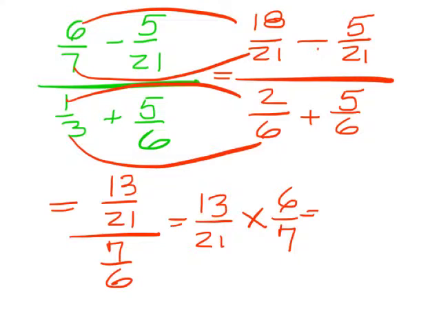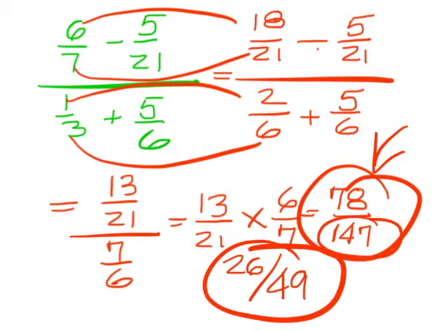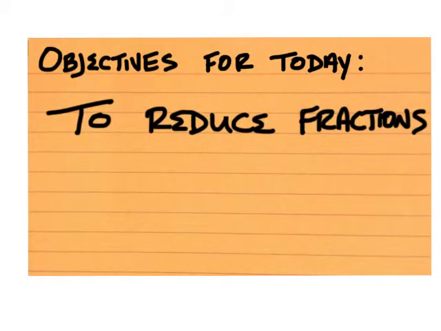And when you divide, you're really going to multiply by 6/7 instead of dividing by 7/6. So if you multiply straight across on that, you should get 78/147. This can still reduce. That's my fault. You can cut them both down by 3s. So it should be 26/49. 147 divided by 3 is 49, and 78 divided by 3 is 26.